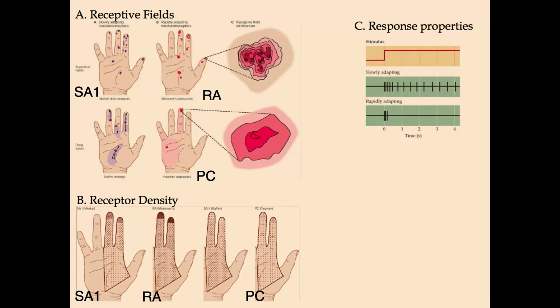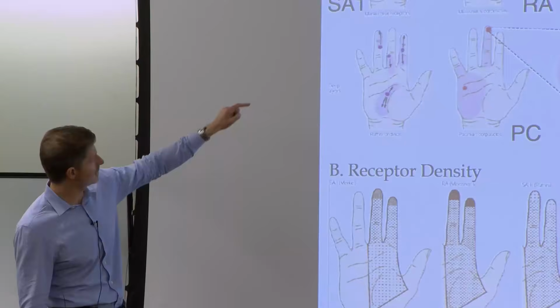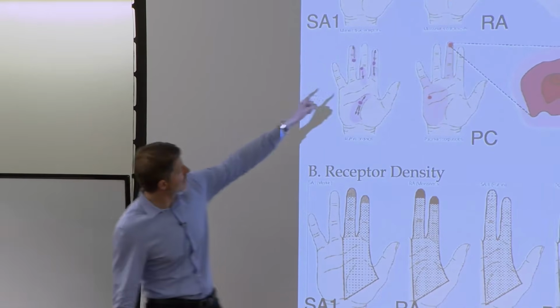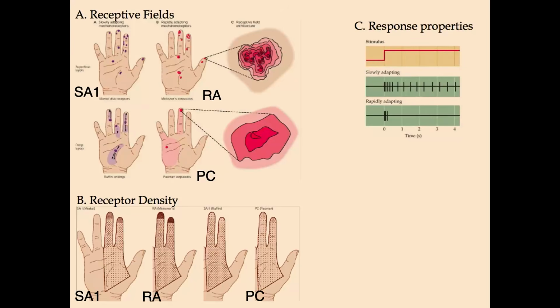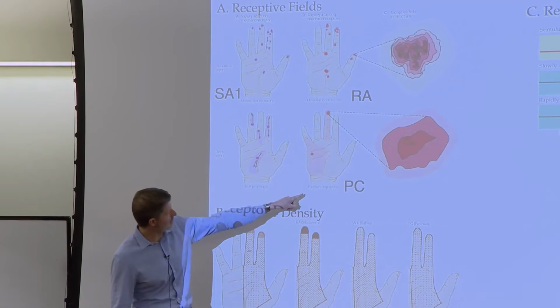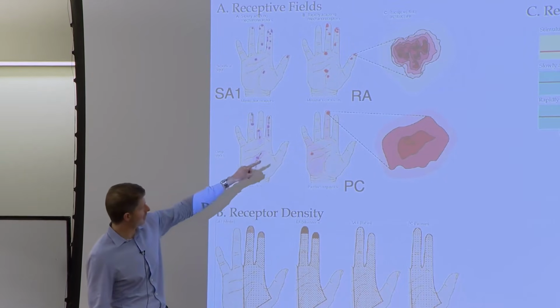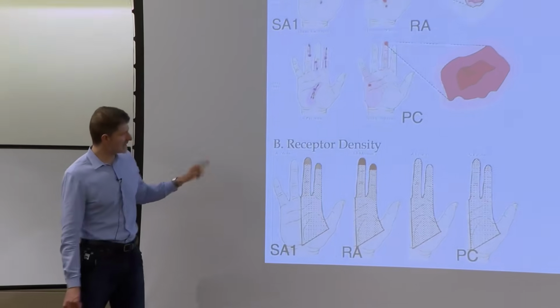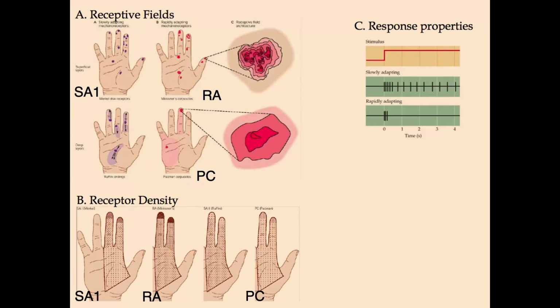Okay? So this picture is showing some example receptive fields for the four main types of receptors. We've got the Merkel receptors, which are also known as SA1, and the Meissner corpuscles, which are known as RA, and the point is that those receptive fields are small. Then we have the Ruffini endings and the Pacinian corpuscles, or the PC receptors, and those have large receptive fields. And this is a plot that shows the density of these receptors across the hand, and we're going to return to this in a moment.